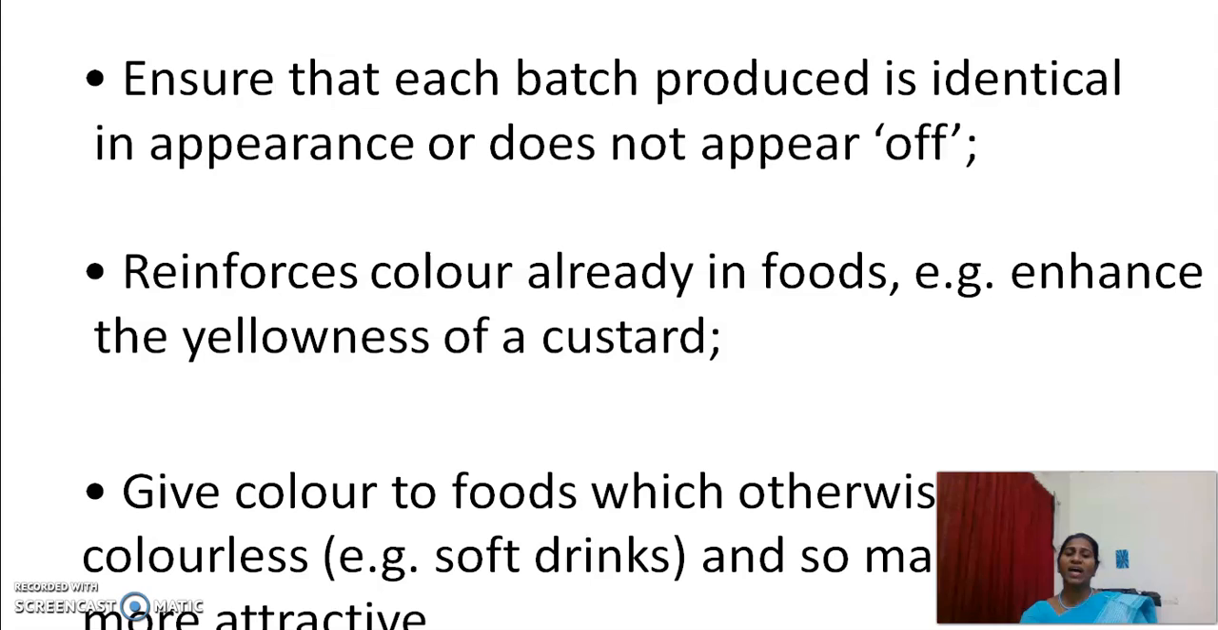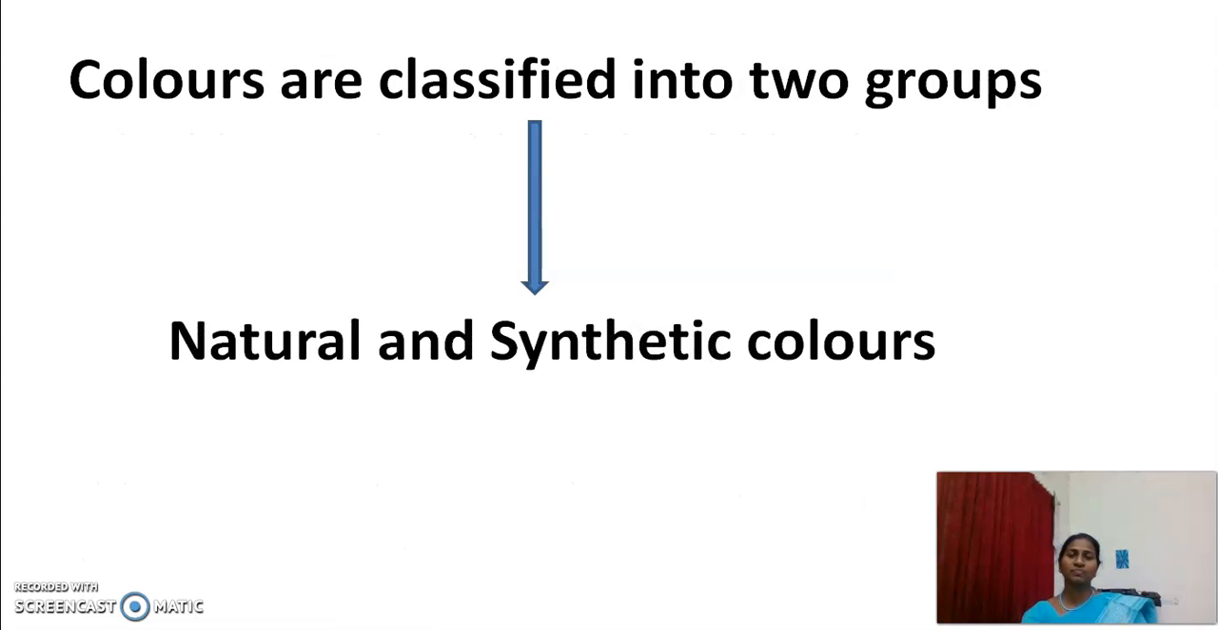So, what is the purpose of adding colors? Adding colors to food is to restore color lost during processing or storage, and also to ensure that each batch produced is identical in appearance or does not appear off. And it also reinforces color already in foods. Example, enhance the yellowness of a custard. And the last purpose of adding color is to give color to foods which otherwise would be colorless. Example, soft drinks, and so make them very attractive.